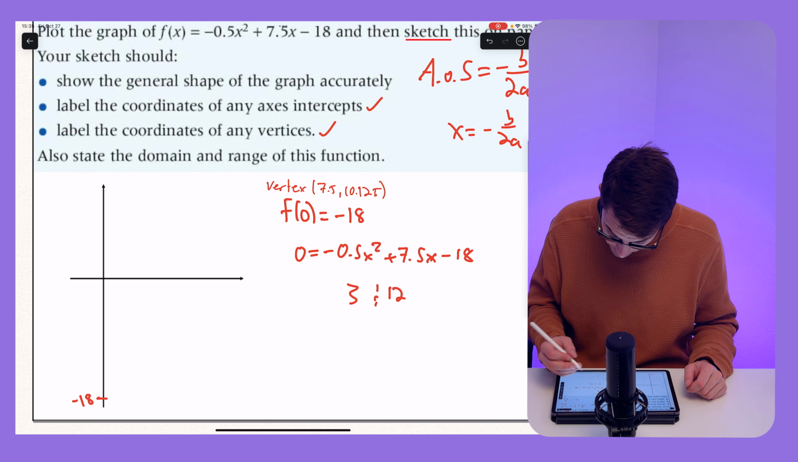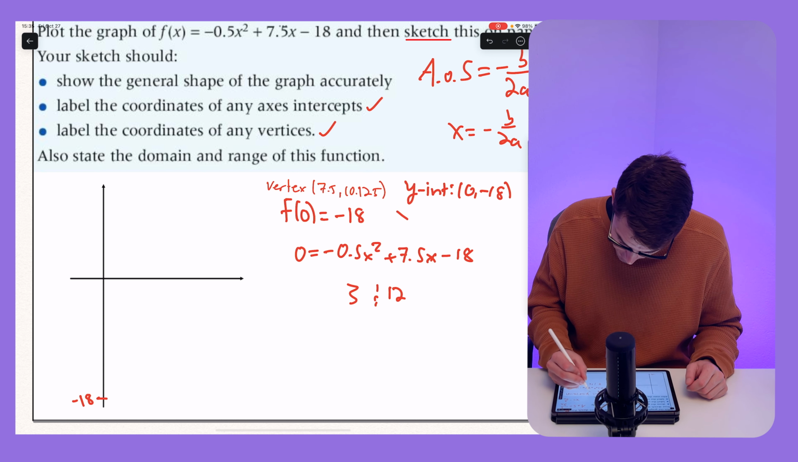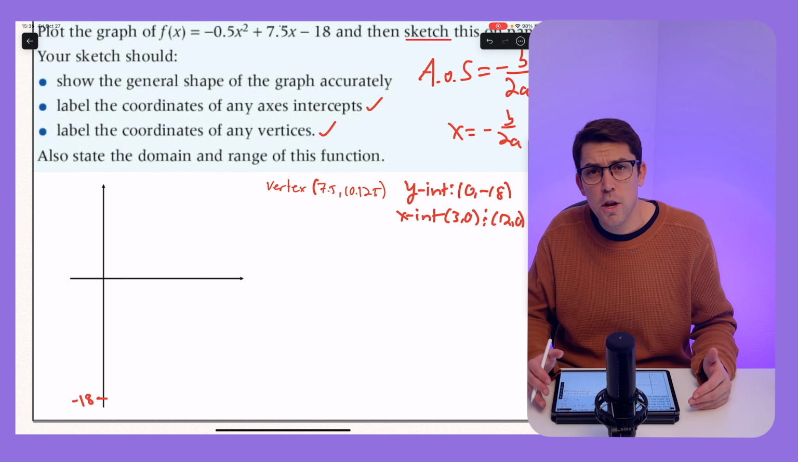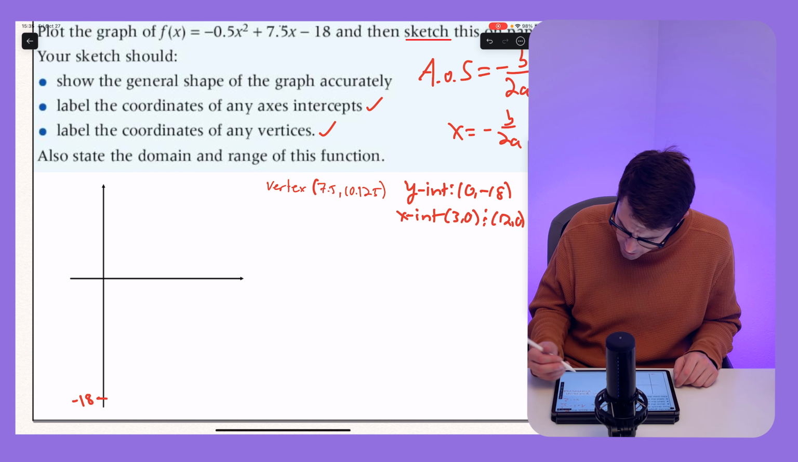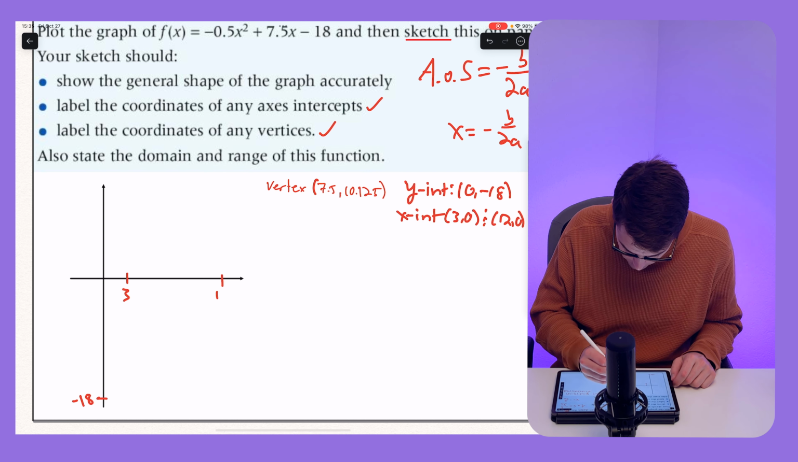So that means that not only do I have my y-intercept at 0, negative 18, I have x-intercepts at 3, 0, as well as 12, 0. All right, let me clean up a little bit. All right, so now that I know that, let's plot this out a little bit. I know that I have an x-intercept at 3, 0. I have an x-intercept at 12, 0.